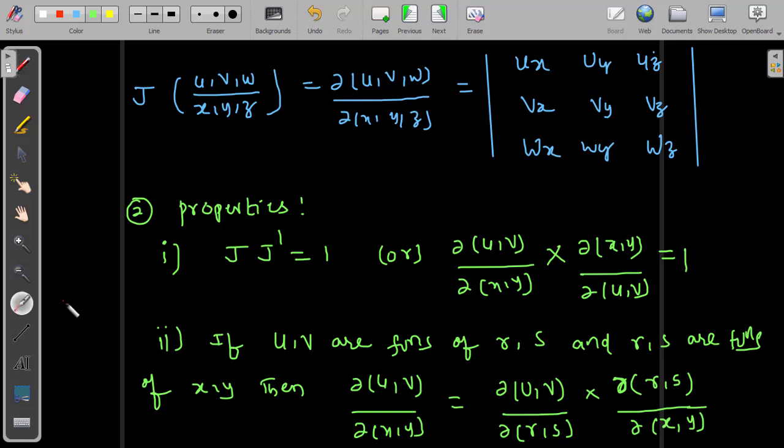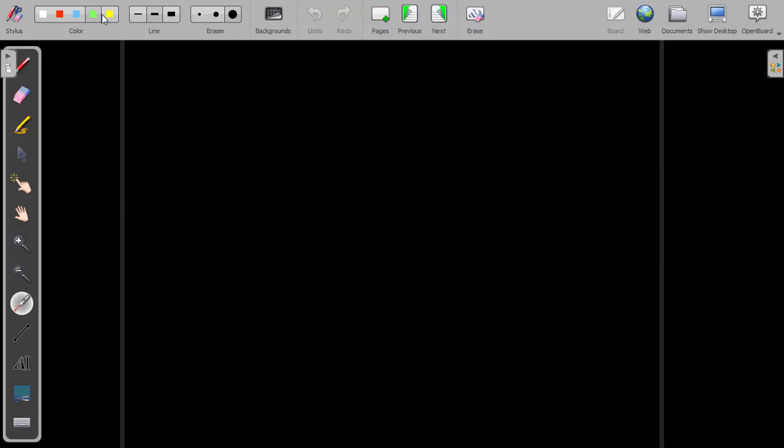Here very clearly, u, v depend upon r, s, and r, s depend upon x, y. In this case, the Jacobian of (u,v) with respect to (x,y) will be defined like this: ∂(u,v)/∂(r,s) multiplied by ∂(r,s)/∂(x,y). This is called property 2. Next, we'll talk about functional dependence and functional independence.